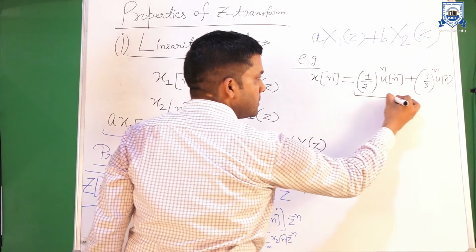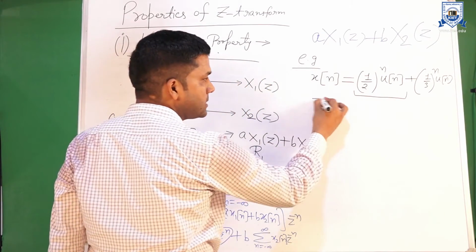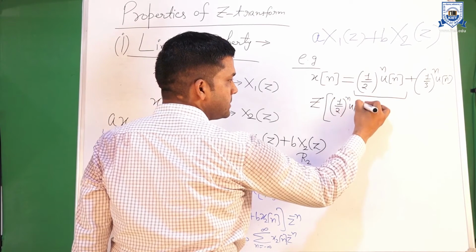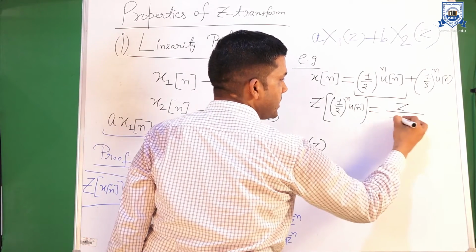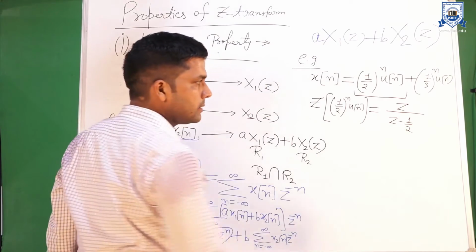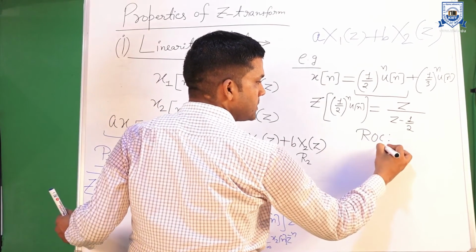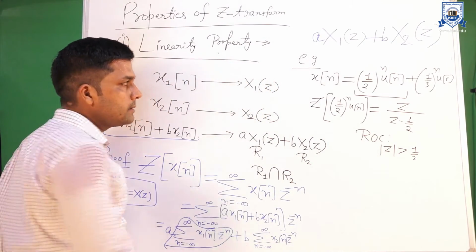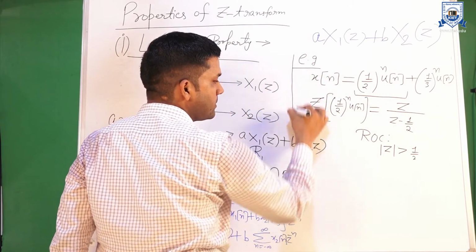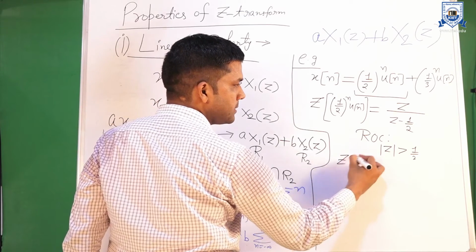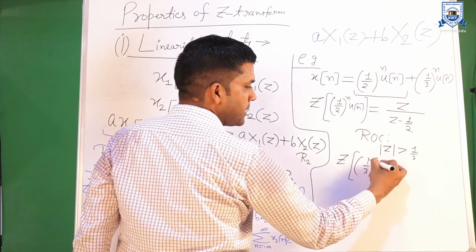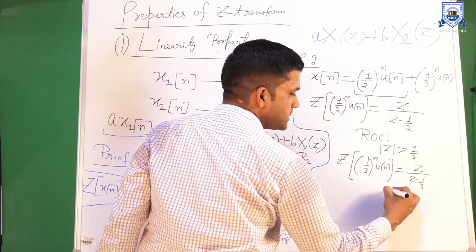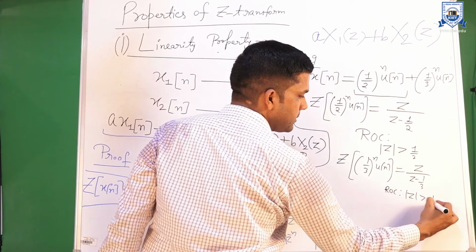Now we know the Z transform of (1/2) to the power n u(n) is z upon z minus 1/2, and the ROC is mod z greater than 1/2. And the Z transform of the second sequence, (1/3) to the power n u(n), is z upon z minus 1/3, and the ROC is mod z greater than 1/3.